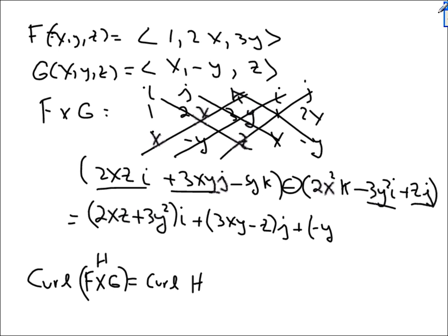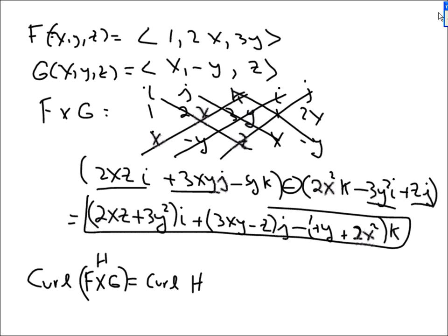Taking away yk, then we're taking away 2x squared k's. If you want to, you can factor out the negative sign, and those become plus. That's our vector h. This is what I called h. We want to find the curl of that vector.